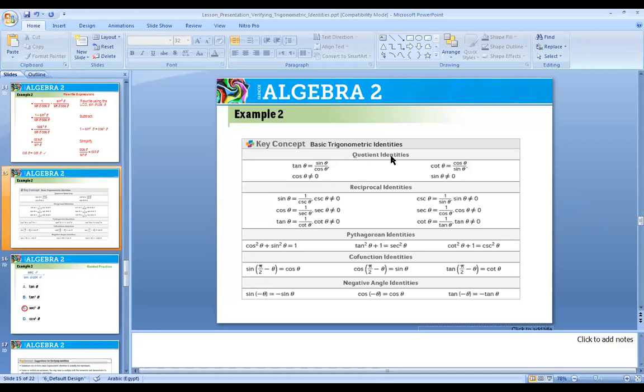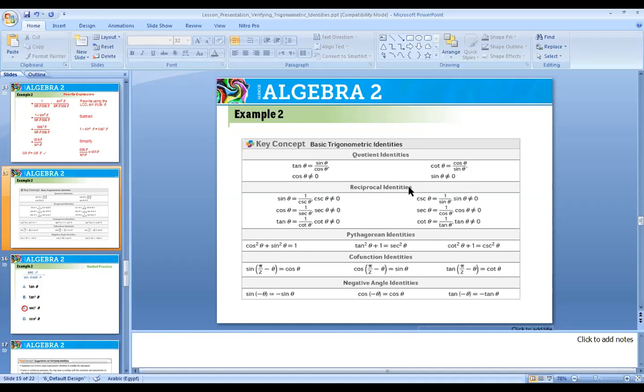We have a quotient identity. It's very important. If we have any problem containing tan or cotan, you must change tan to sine over cosine and cotan to cosine over sine. So the first thing, if we have any problem to simplify with tan or cotan, you must write sine over cosine here and cosine over sine here. You must relate any problem to sine and cosine.